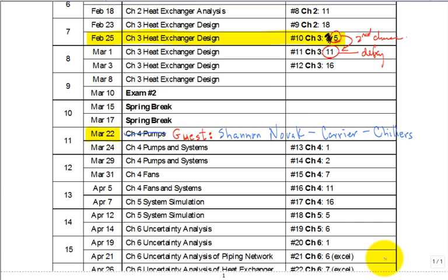All right, so today is March. How do you like that? March the 1st. And we're in heat exchanger design. These problems are a lot longer. They take a lot more effort. So I'm passing out a problem.